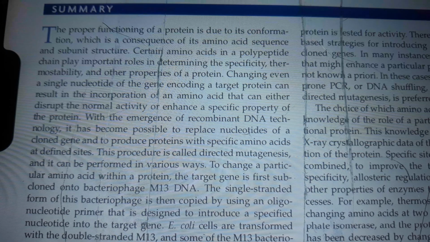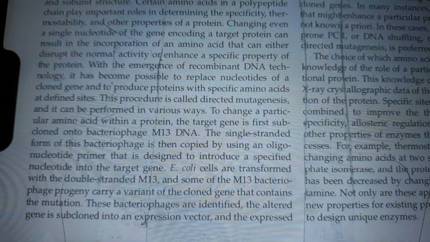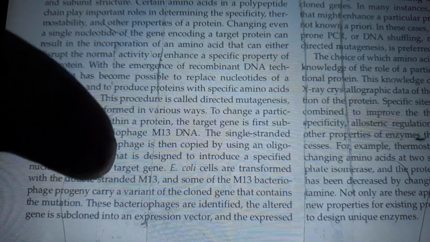Now, onto the summary. It states the proper functioning of a protein is due to its conformation, which is a consequence of its amino acid sequence and subunit structure. Certain amino acids in a polypeptide chain play important roles in determining the specificity, thermostability, and other properties of a protein. Change in even a single nucleotide of the gene encoding a target protein can result in the incorporation of an amino acid that can either disrupt the normal activity or enhance a specific property of the protein.